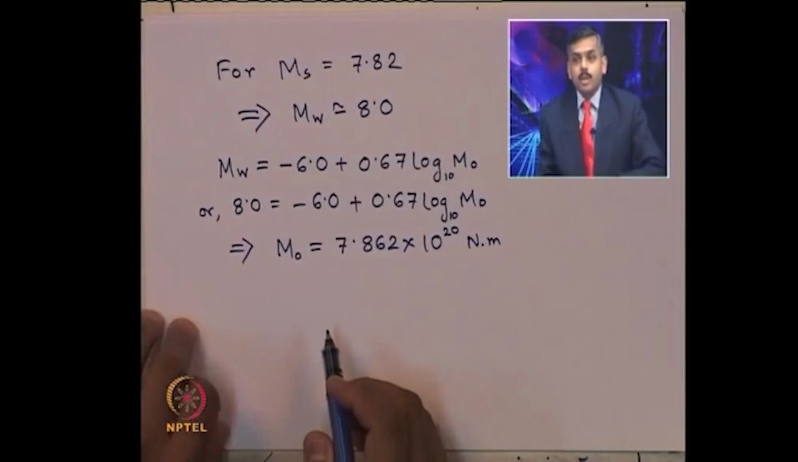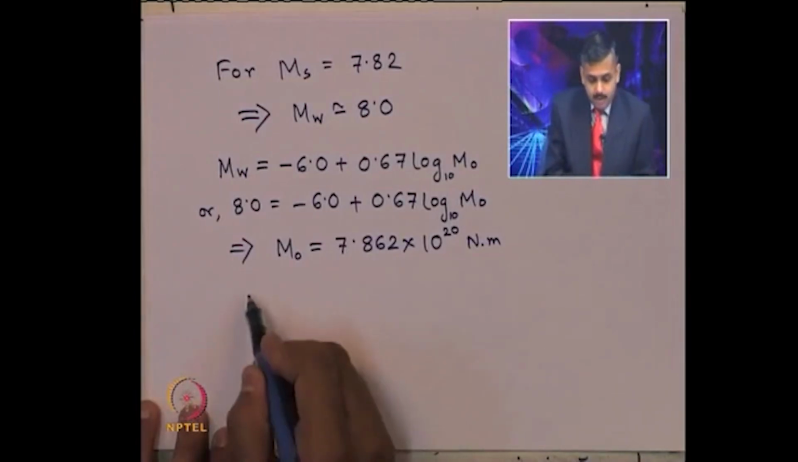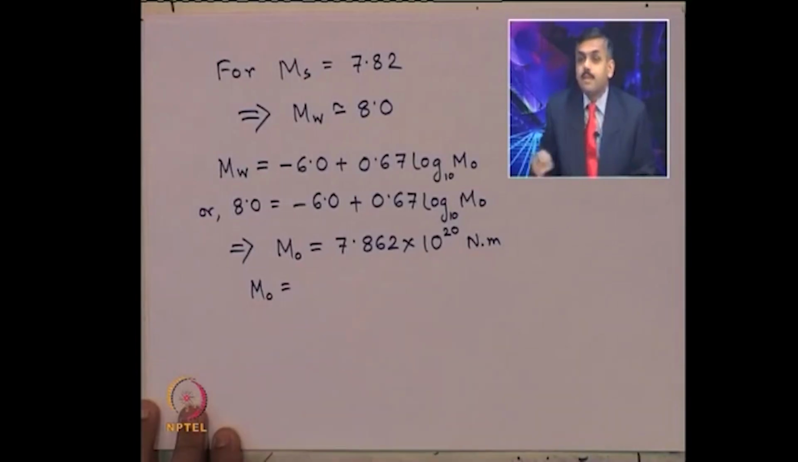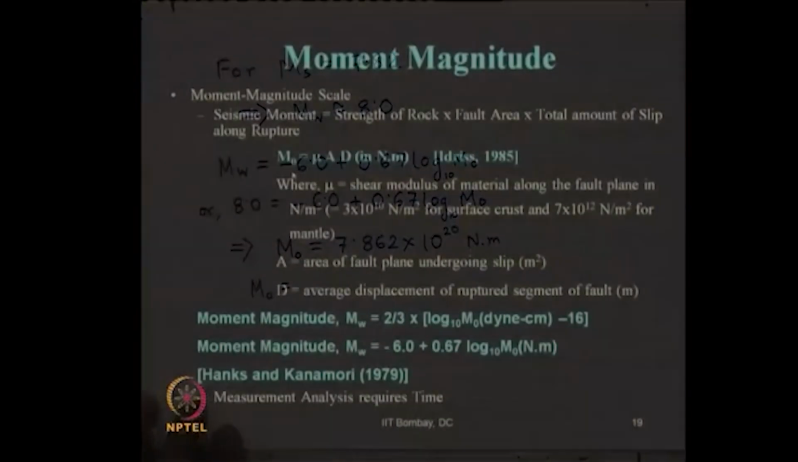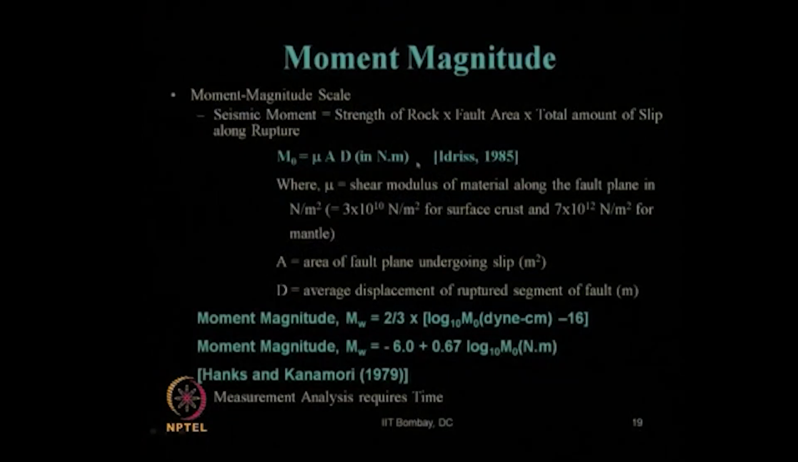Now, what is the expression for M naught as given by Seed and Idriss? Let us look at the slide once again. M naught equals mu A d in Newton meters, and the value of mu is the shear modulus, in Newton per meter square, 3 into 10 to the power 10 for the surface crust, and this is a shallow earthquake, as mentioned in the problem statement. So, M naught is mu A d. Let us calculate on this page.